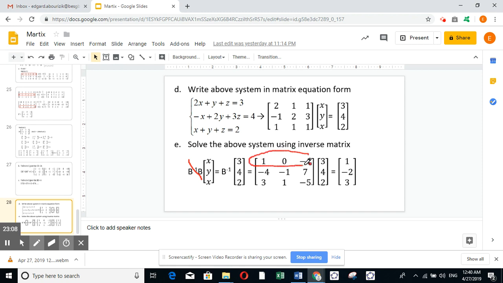So I multiply. 3 plus 0 minus 2 is 1, minus 12 minus 4 plus 14 is minus 2, and 9 plus 4 minus 10 is 3. So matrices were done in 3 videos. I think everything must be clear, and see you in class.